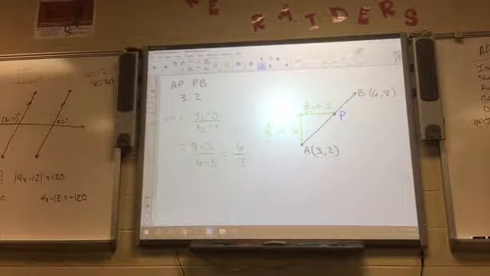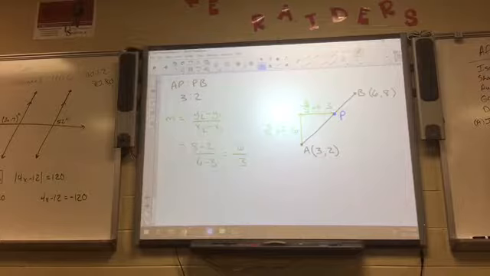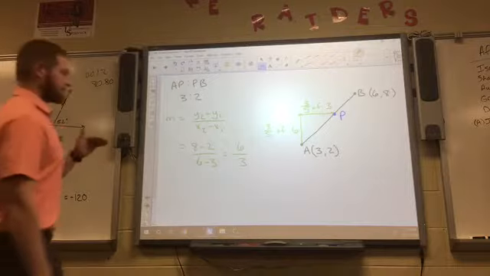Okay, we all agree on that? It's 3/5 of the way, so I need to rise 3/5 of 6, and I need to run 3/5 of 3. What does the word "of" mean in math? Divide? Multiply. Alright. Of means multiply.